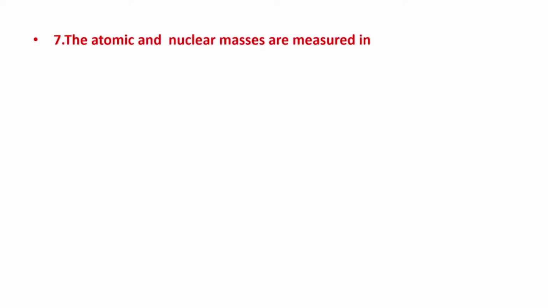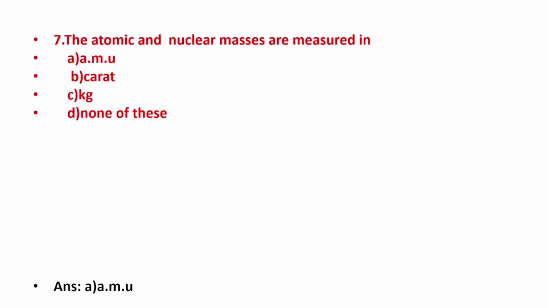Next. The atomic and nuclear masses are measured in dash. AMU, carat, kilogram, none of these. Atomic mass unit is 1/12 of the carbon isotope atom. Carat is for diamond. AMU is used in atomic and nuclear physics. AMU is the correct answer. That is called atomic mass unit, also called 1 U, unified mass.